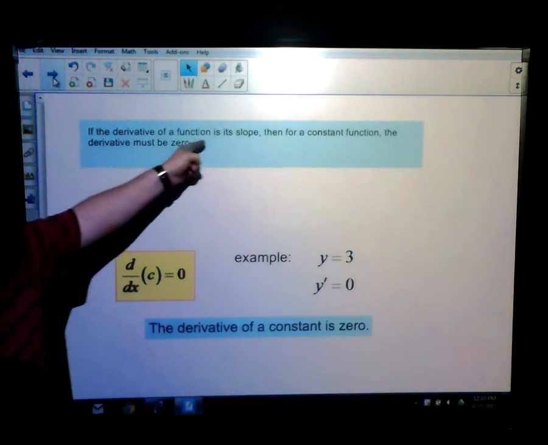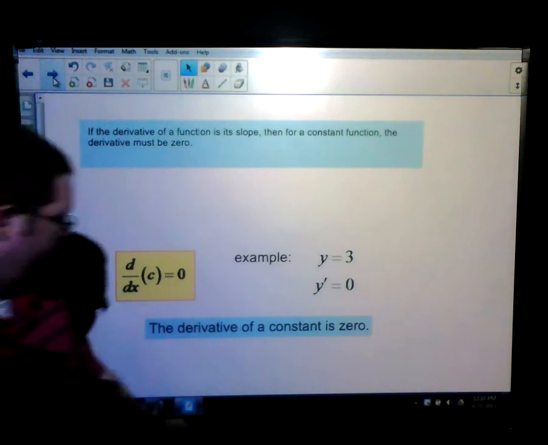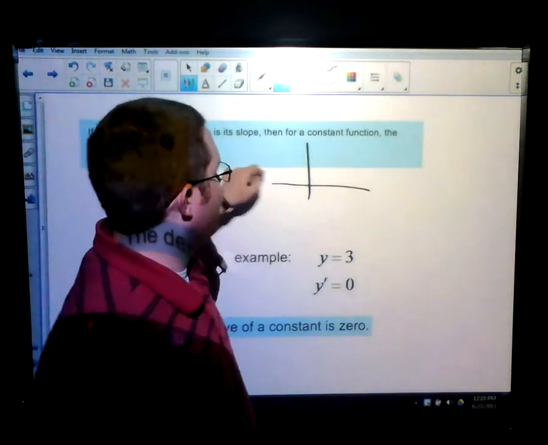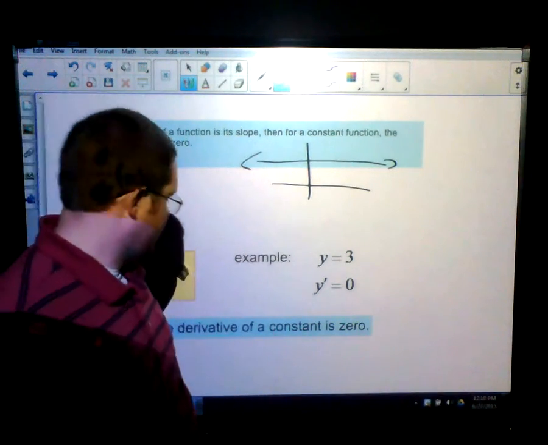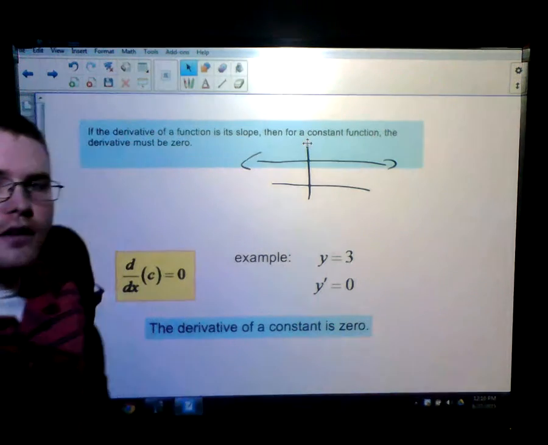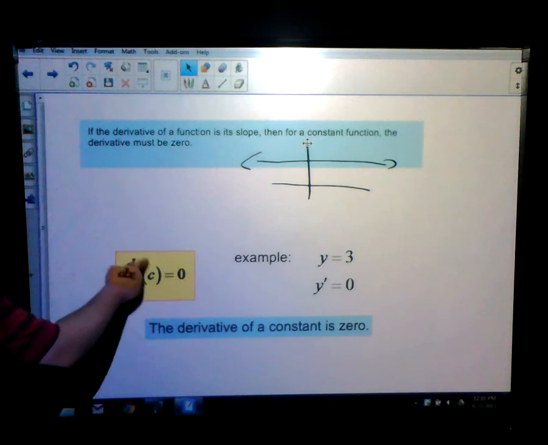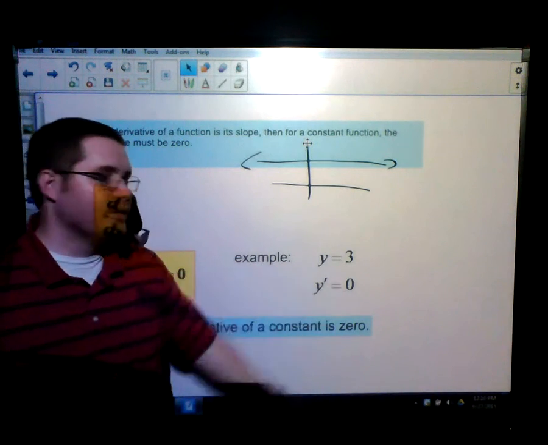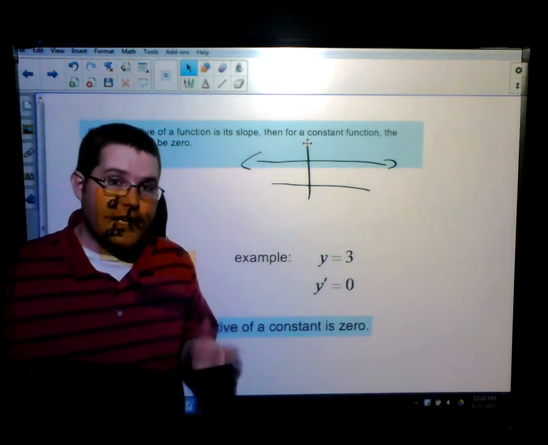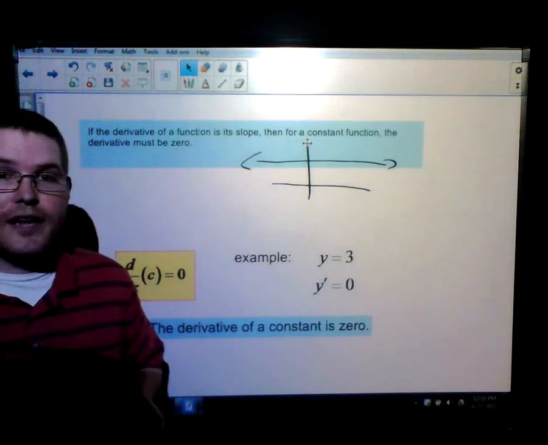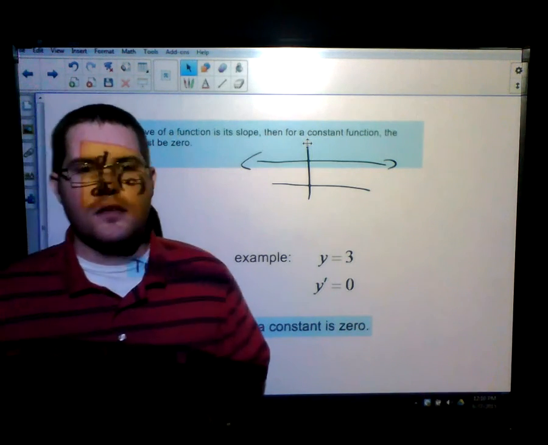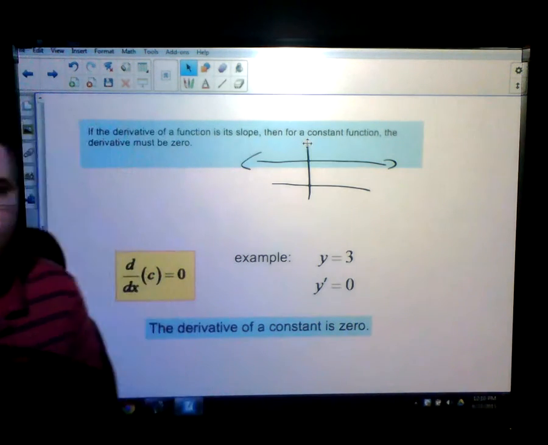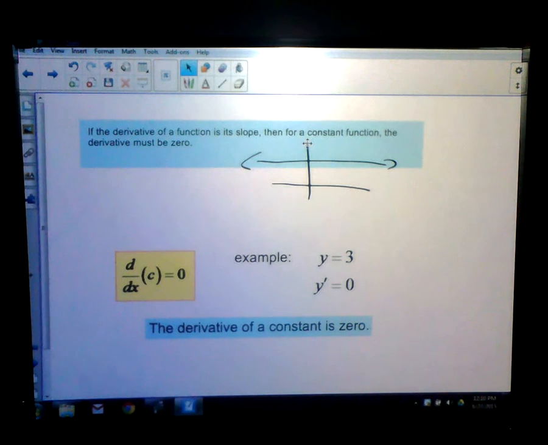If the derivative of a function is its slope, then for a constant function, a function that looks like this, the slope is 0. So the derivative is 0. The derivative of any number is 0. So if y equals 3, then the derivative is 0. Remember that. That should be instantaneous from now on. The derivative of any number is 0. Hey, there's your first derivative rule. You can now find the derivative of every number. It's 0.